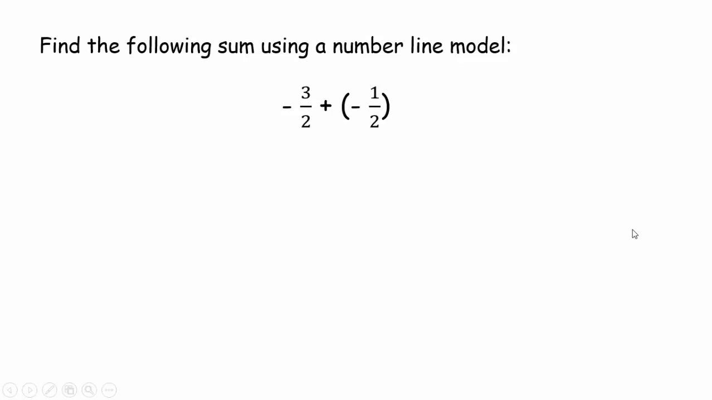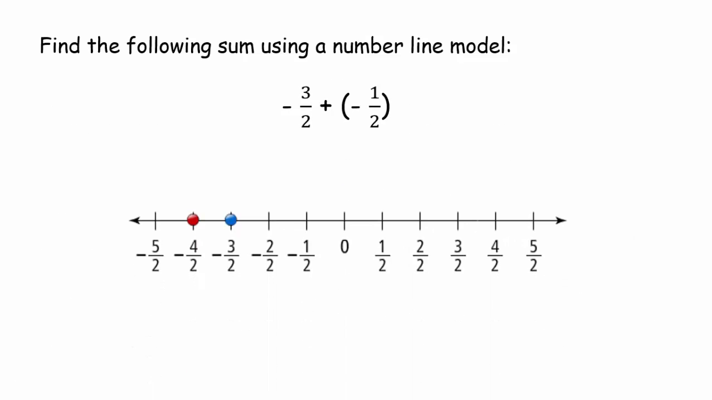Let's find the following sum on a number line model. Well, this number line is broken into halves: 0 to 1/2, over to 2 halves. 2 halves is the same as 1. 3 halves, 4 halves is 2, and then going the opposite direction, -1/2, -2 halves, which would be -1, -3 halves, which is -1.5, -4 halves, which is -2.